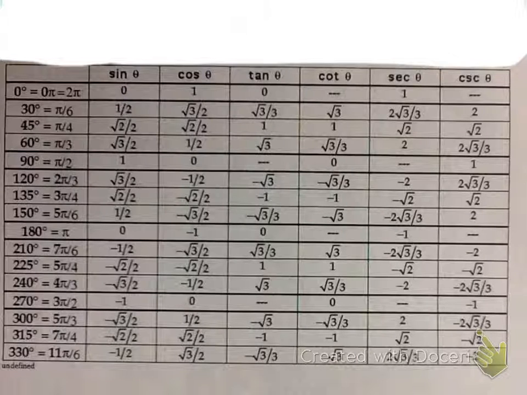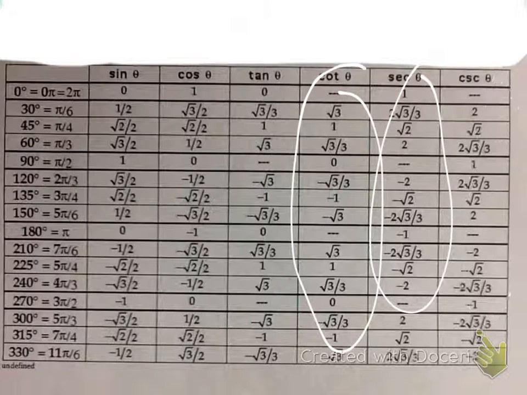Okay, so here are the values that we have on our table on the back of your unit circle. You should already have sine, cosine, and tangent filled out. So we're going to be filling in the rest of the chart. You should be filling in cotangent, secant, and cosecant.